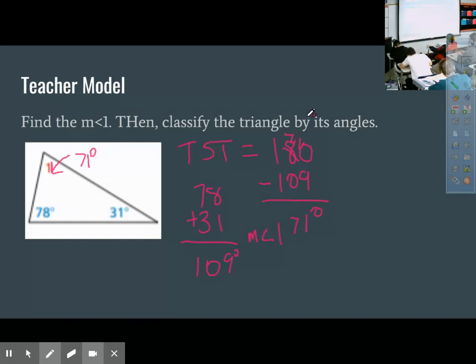Then I need to classify it. Well, I notice all three angles are less than 90 and none of them are the same. So that would make it an acute. So I have two answers. The measure of angle 1 is 71 degrees. And it's acute.